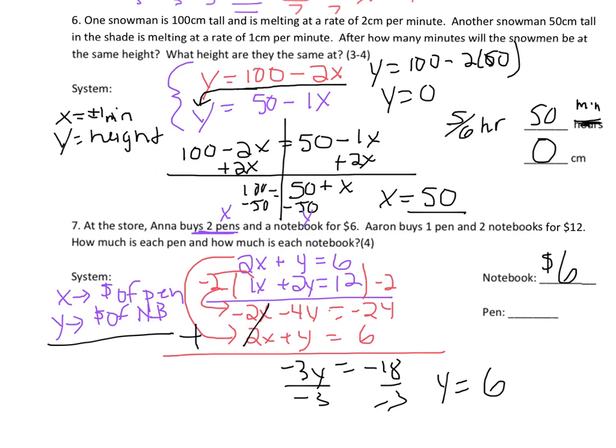So again, what we did to be able to combine them is we had to look at one of the equations, I just chose this one, to see what we could multiply it by to get two opposites. So we could combine them and they would cancel out. Now we're going to take that 6 and put it back into one of the equations. So 2x plus 6 equals 6. So I just put the 6 in for y, and once I subtract, 2x equals 0. So a pen, which is my x, is still 0.